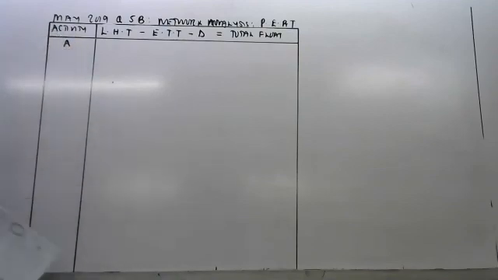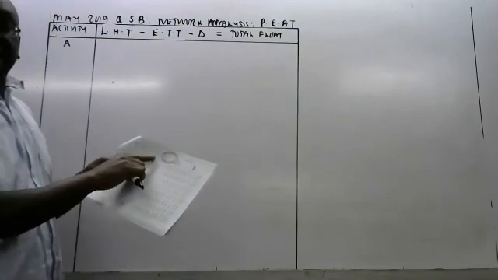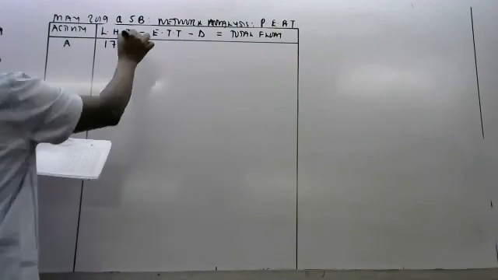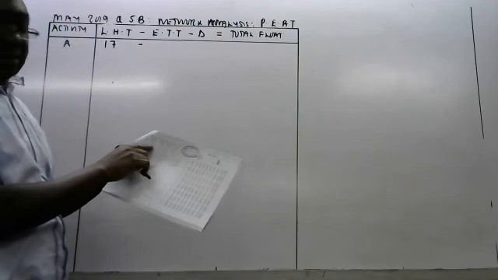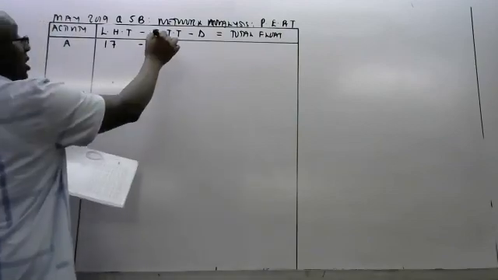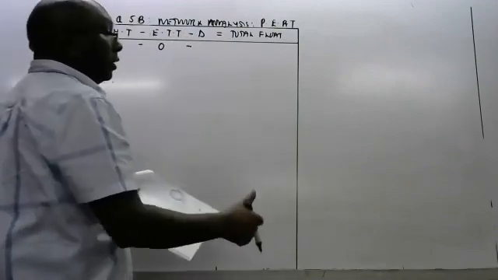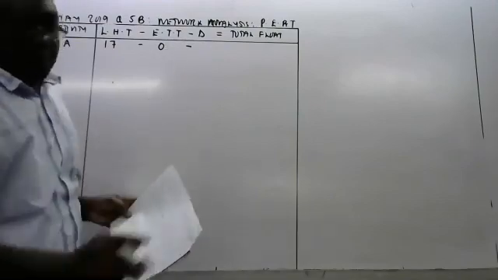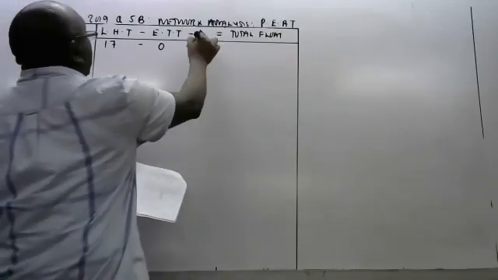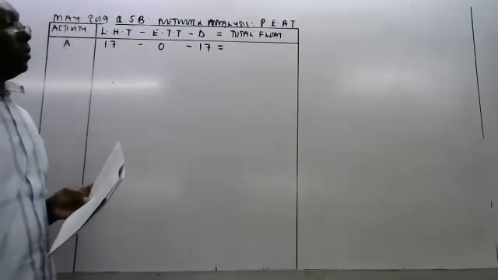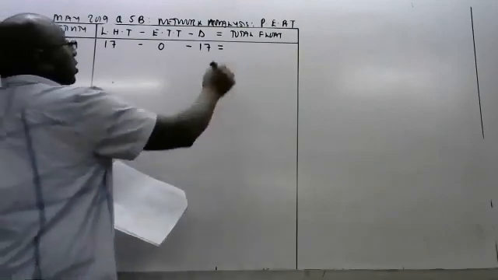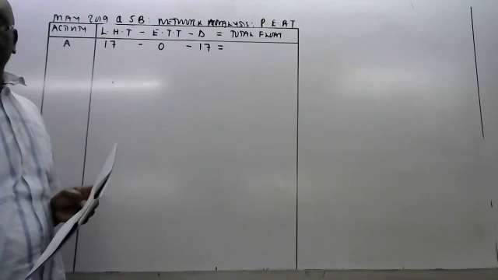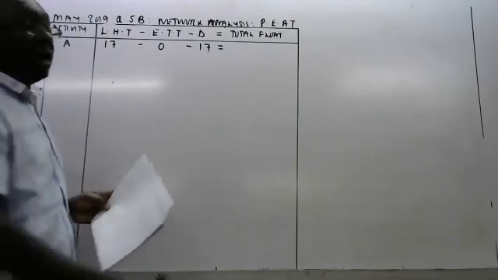So for activity A, the latest head time is the one they are calling the latest finish. This one was a very simple question. So the latest finish here minus the earliest tail, which they call the earliest start time, which is 0, minus the duration. The duration we go back to what we got in the table, which was 17. So the total float should be what? Yeah, good. 0.